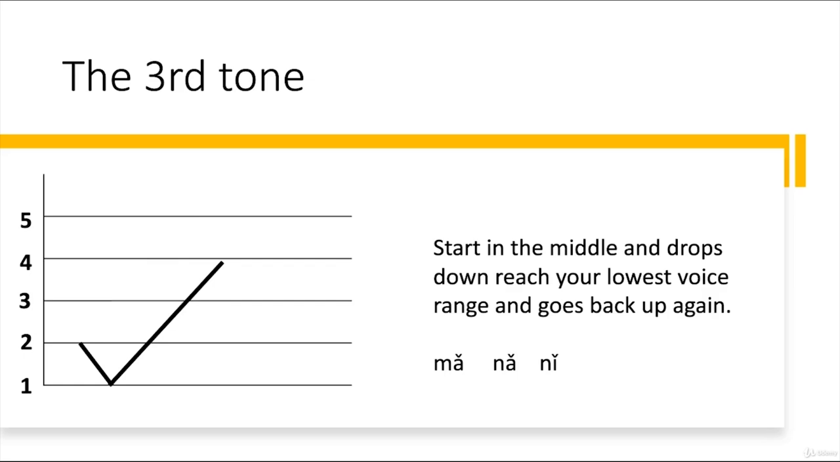The third tone starts in the middle and drops down, reaches your lowest voice range, and goes back up again. The tone mark looks like a V shape over the finals. Let's practice the tone first. Ma. Associate it with the English sound like "right?" When you understand something, right? That's the same thing. Ma, na, ni.